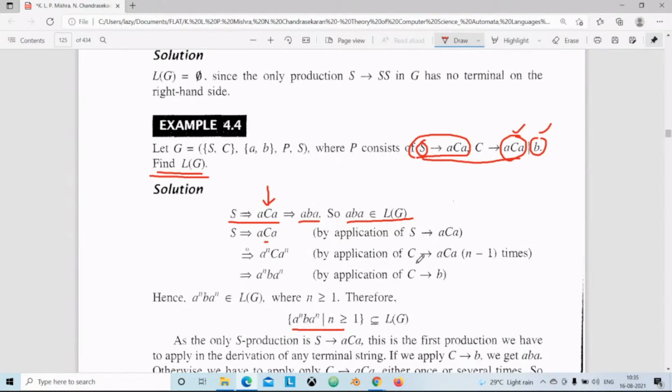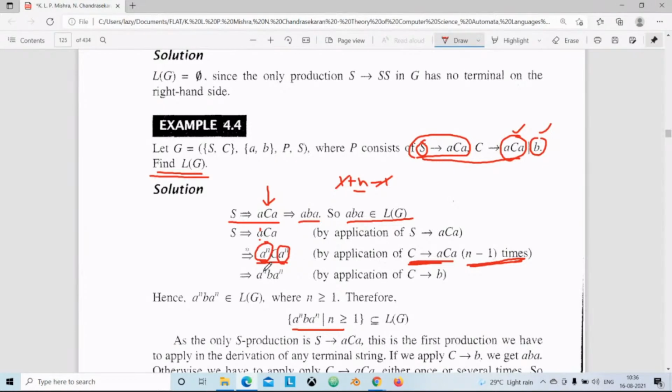So this production we are applying n minus 1 times. If you apply this n minus 1 times, ultimately you will get a to the power n, C, a to the power n, because one a was already there. 1 plus n minus 1 is nothing but n. So ultimately this gets cancelled and a to the power n will remain.